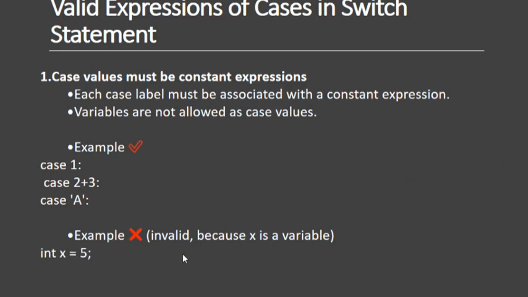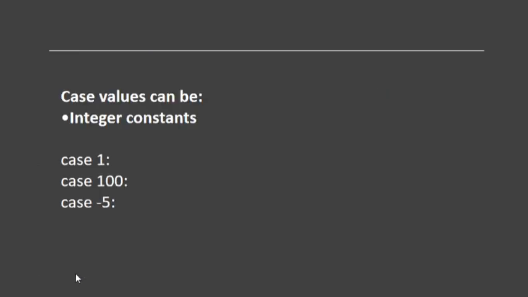Now I'm going to talk about invalid ones. I should not give x equal to 5, I should not assign directly. I should give the value. If x equal to 5 and after that I write case x, the value will not be replaced. It's invalid. Case value can be written as 100 minus 5, which is also true.